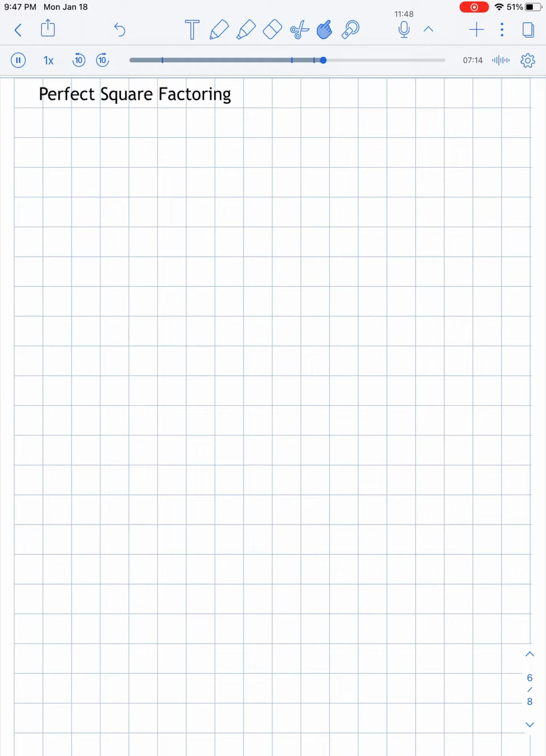Let's say I start with something that looks like this. I start with the expression x squared plus 10x plus 25. And I ask you to factor that expression. Now we have a method that works, and some of you have developed different ways. That is perfectly fine. I'm going to go with what we've been practicing as a class.